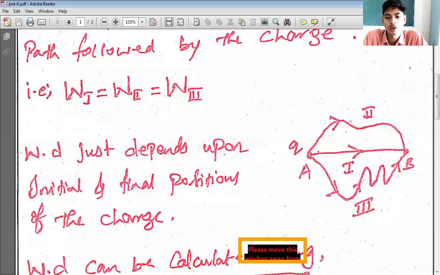In which path the work done is more? 1, 2, 3, or work done is same in all the paths? Which do you choose? Work done is more along path 1, work done is more along path 2, work done is more along path 3, work done is same in all the paths. Which option do you choose? Work done is the same in all the paths.